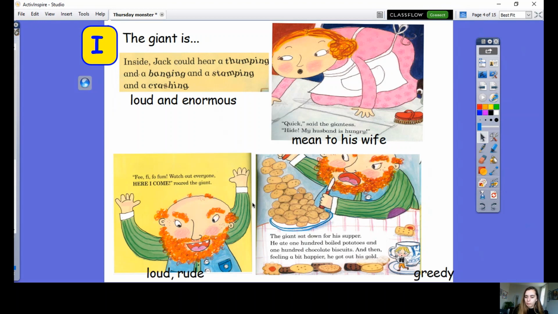And here we've got him with a plate full of potatoes. The giant sat down for his supper. He ate 100 boiled potatoes and 100 chocolate biscuits. And then, feeling a bit happier, he got out his gold. So it tells us he's very greedy, eating 100 potatoes and 100 chocolate biscuits. He's a very hungry and greedy person.